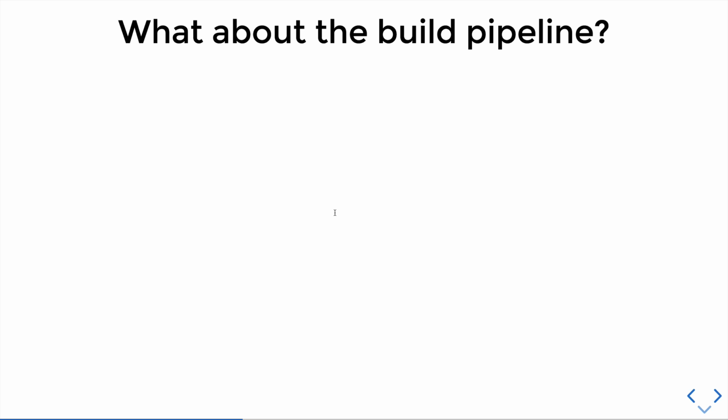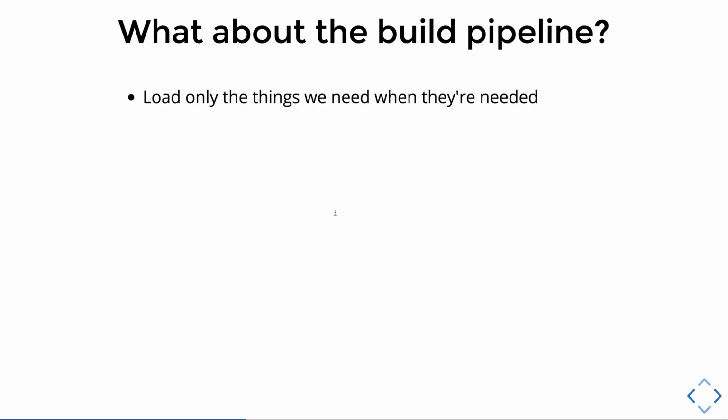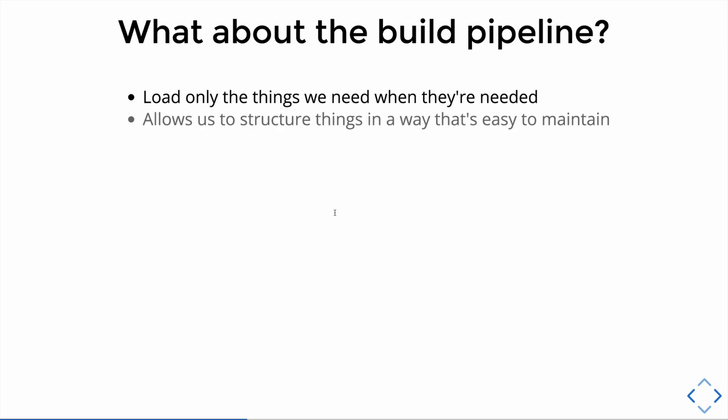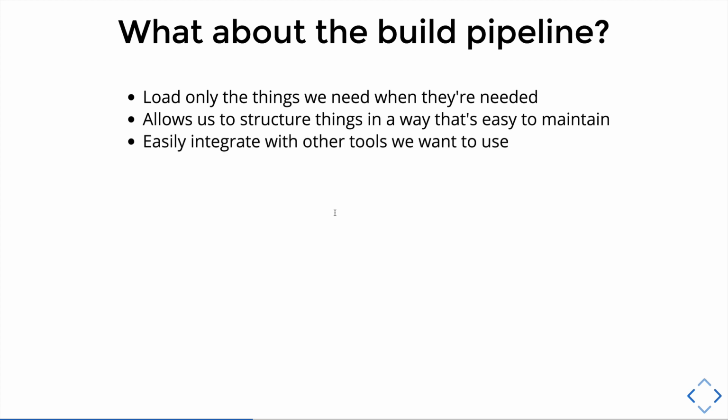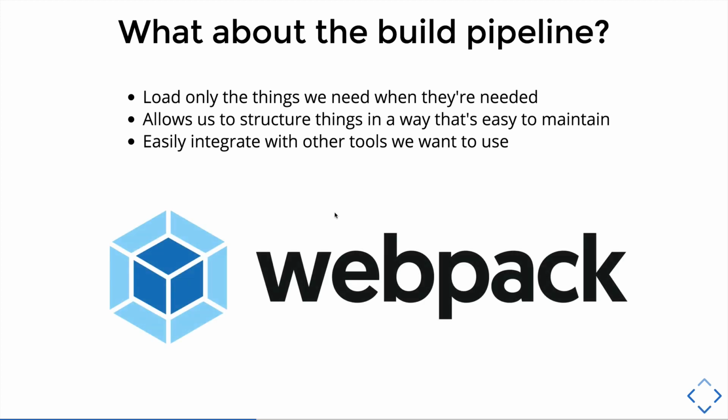So the build pipeline. Every modern application needs to have a build pipeline of some sort, so that you're not sending just your raw JavaScript code to the browser. You need to optimize that somehow. So this tool allows us to load only the things that we need when they're needed. And it allows us to do this with very little impact on our source code. It's very cool how it works. It allows us to structure things in the way that's easy to maintain, so using modules and that kind of thing. And it allows us to easily integrate with the other tools that we want to use, and that tool is Webpack. This is a fantastic tool, and it's only been getting better.